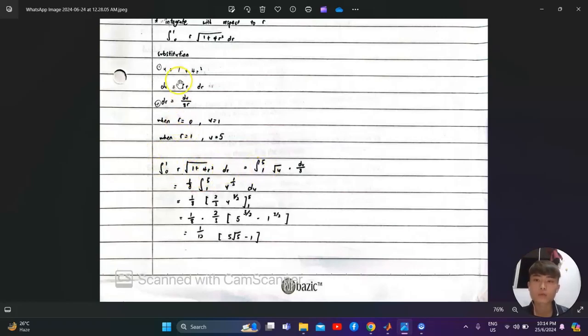Just now we already used the substitution method, so we just assume 1 plus 4r power of 2 will become u, and the dr will become du over 8r. So now we just simplify it. We separate 1 over 8, move it in front, and the square root will become the power 1 over 2. And using the calculator, we will get the answer, which is 1 over 12 times 5 square root 5 minus 1.